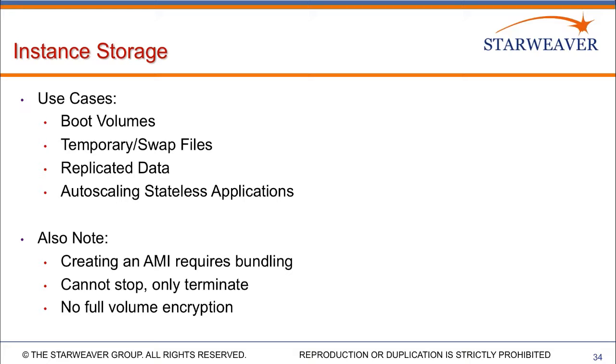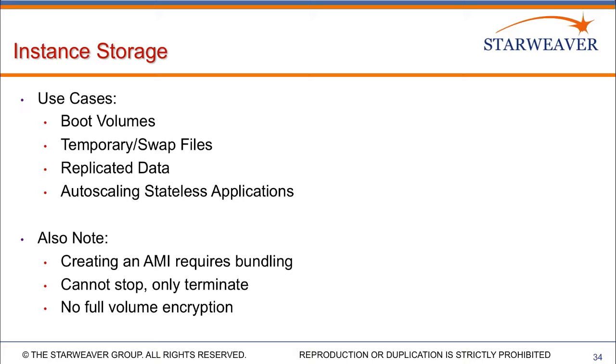Very good for temporary or swap files because, again, super fast IOPS to it. Any data that's replicated across a cluster could be stored in instant storage. And for auto-scaling stateless applications, instant storage is fine too, because when you have auto-scaling and you're not storing any data to your local file system, that means stateless, then you know you've got lots of other instances that are going to have the storage as well. And again, you don't need to worry about replicating because you're not storing anything on it.